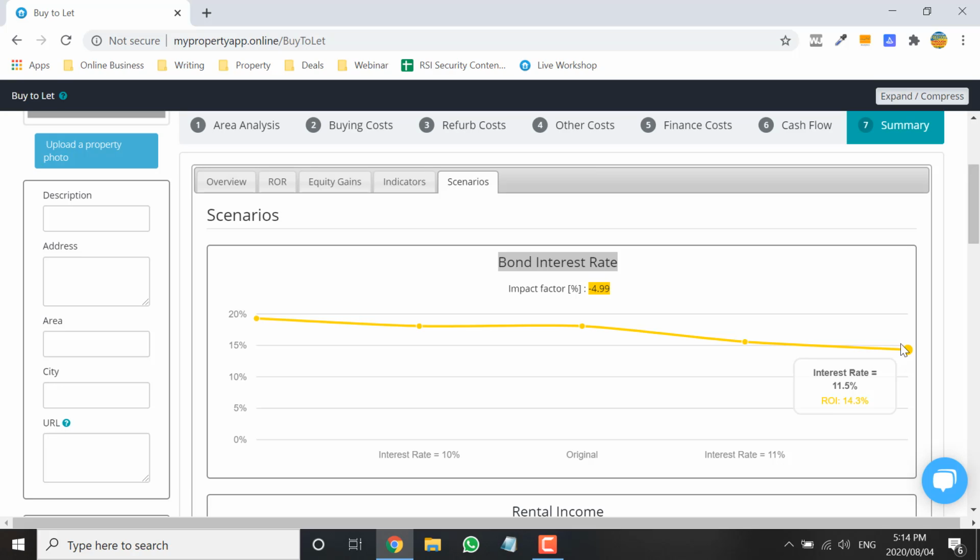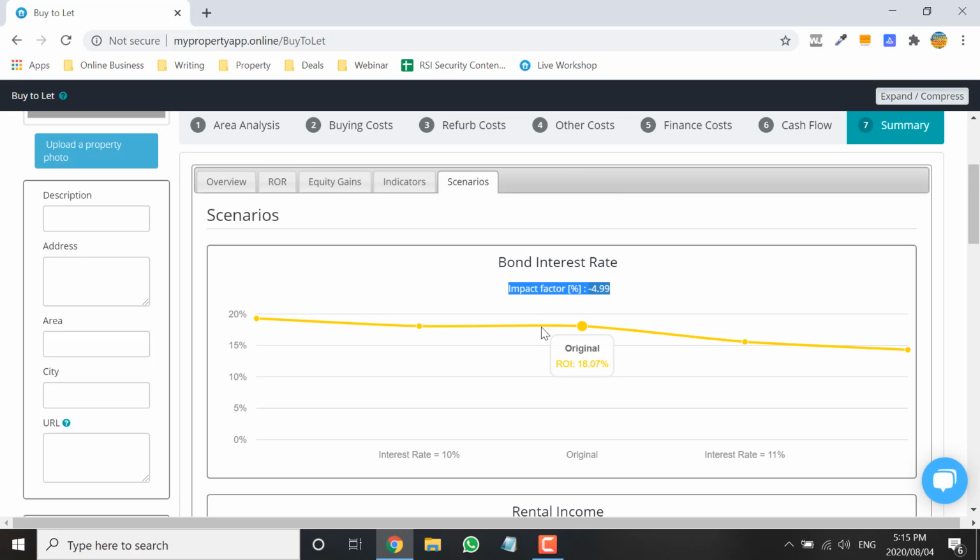That makes sense, because as you increase your bond interest, that increases your monthly expense, that decreases your cash flow, which then decreases your return on investment. And if your interest rate were to drop to 9.5%, your return would actually go up to 19%. Again, that makes sense. Lowering the bond interest rate would lower the monthly bond payment, which would increase the cash flow and thus increase the return on investment. Why we've colored it yellow, we call it the impact factor.